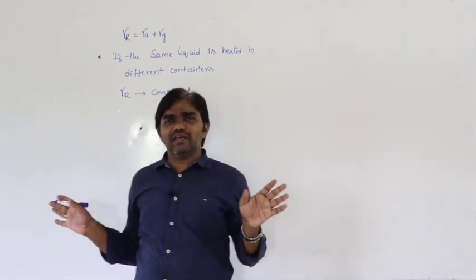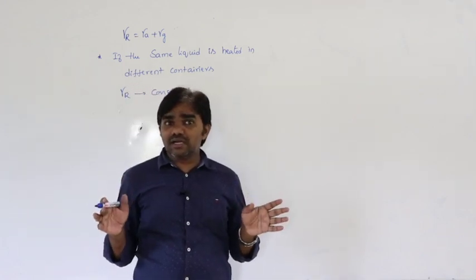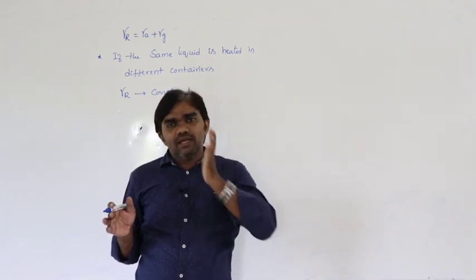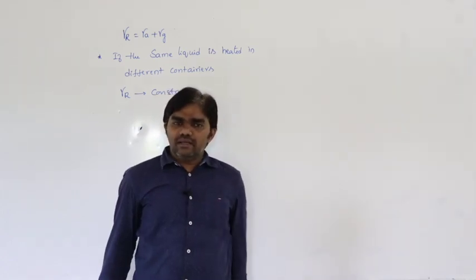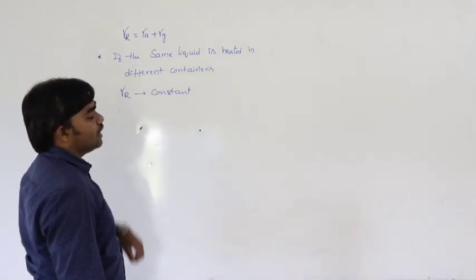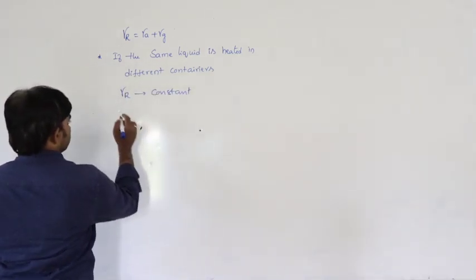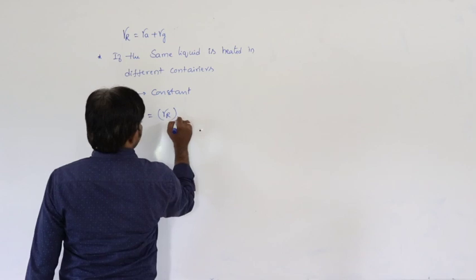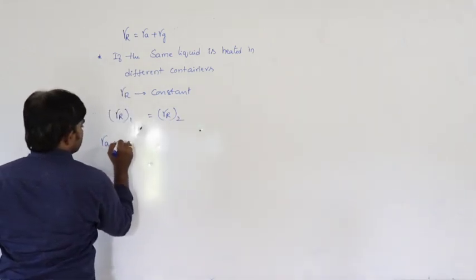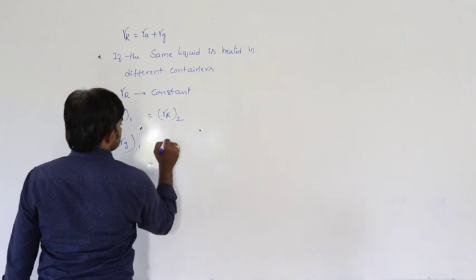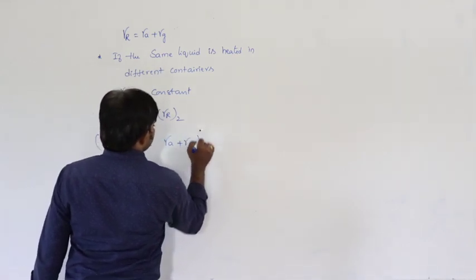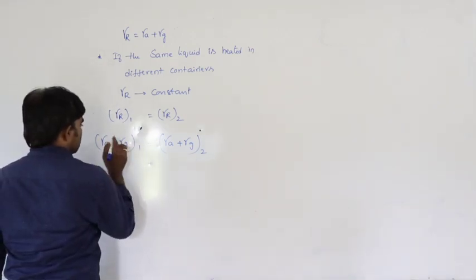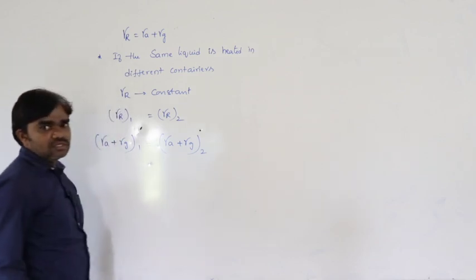Whatever the container is, it depends only on the nature of the liquid. It does not depend on the container. So that's why in these two situations gamma R remains constant. Therefore gamma R of the first container is equal to gamma R of the second container. That's why gamma A plus gamma G of the first container is equal to gamma A plus gamma G of the second container.